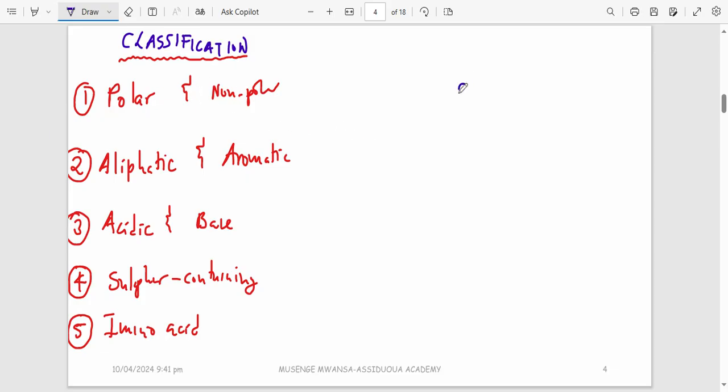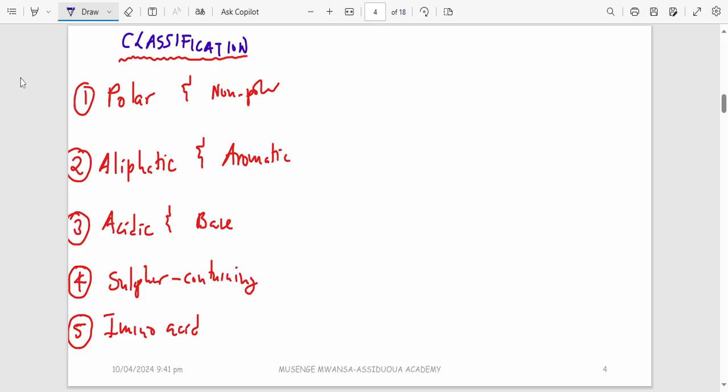But if you see a bond between oxygen, fluorine, or nitrogen, any one of these with hydrogen, these bonds are polar. And so you expect that amino acids which contain them will also be polar amino acids. That is very important. Very, very important.